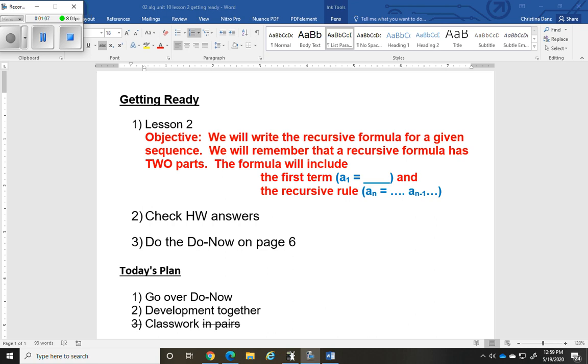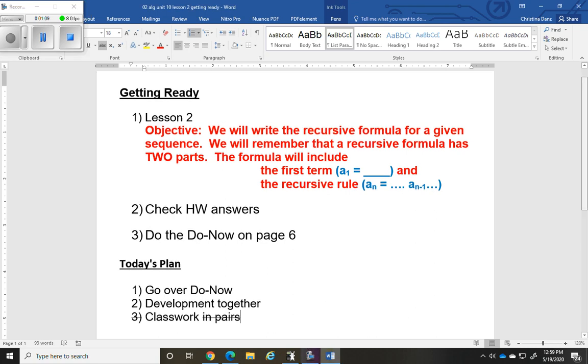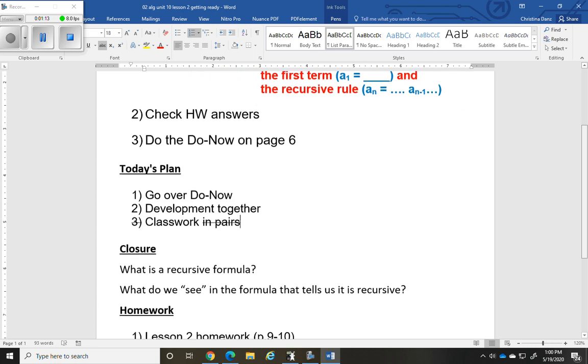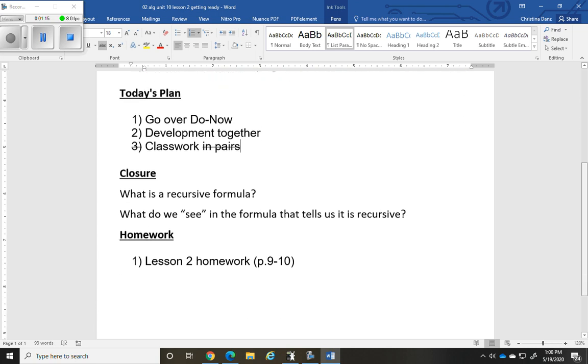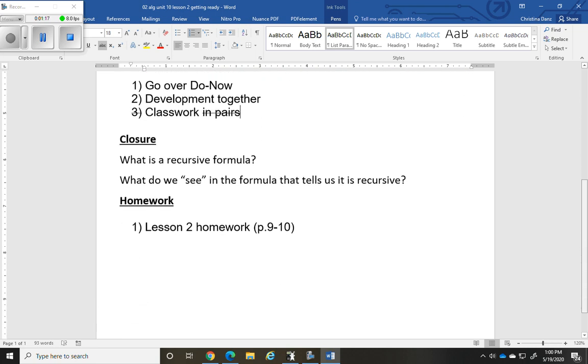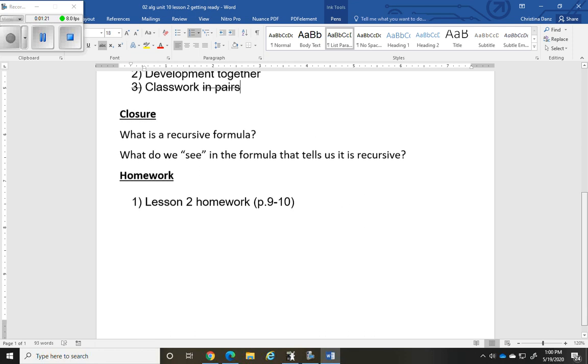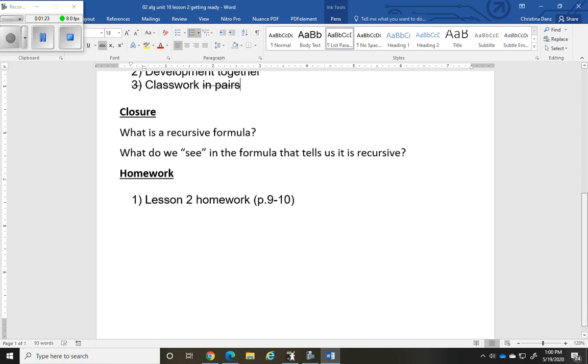You should check your homework answers from yesterday. I want you to know how to do yesterday's stuff before you do today's stuff. And there's a do now for you to do. And we'll go over the do now, do the development. The classwork I crossed off in pairs. If we were in school, you'd do it in pairs. But I'll do it for you or with you.